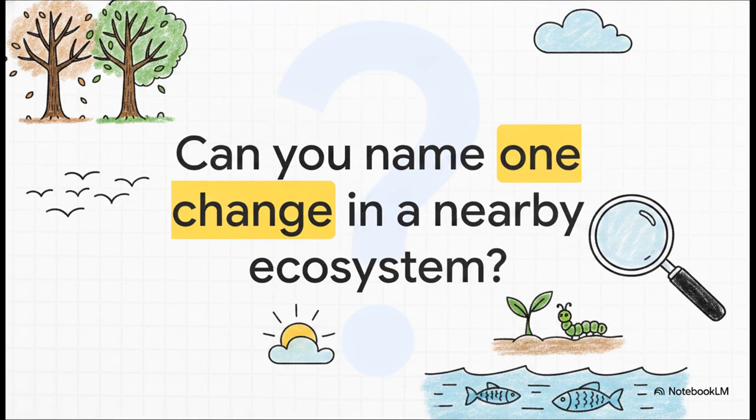And that brings us to the end of today's explainer. But before we go, I want to leave you with a bit of a challenge. Take what we've just uncovered today and apply it to your own neighborhood. Just look out your window or visit a nearby park and ask yourself, can you name one change that happens in an ecosystem near your home? Maybe it's the trees changing with the seasons, or a certain bird population that migrates in the winter. Keep your eyes open, keep exploring nature, and keep watching those amazing dynamics in action.